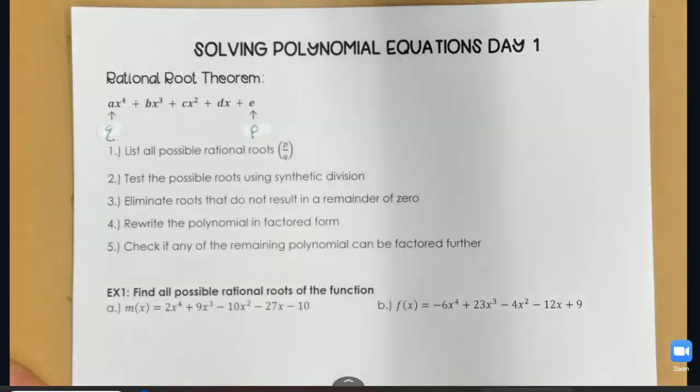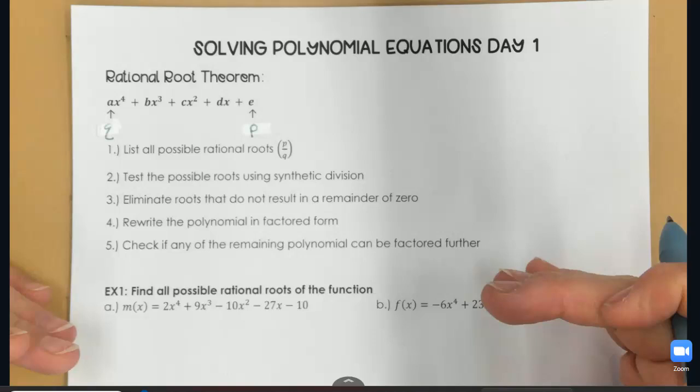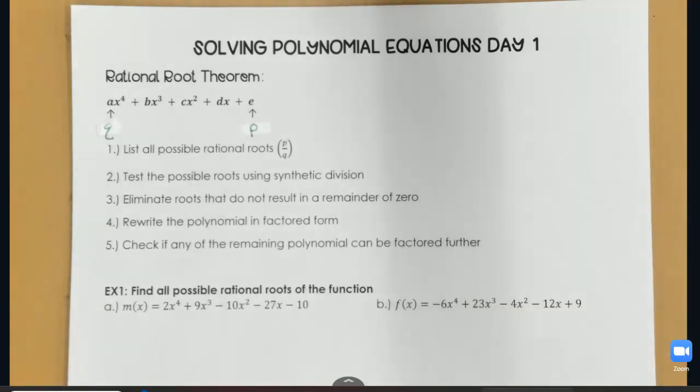Once we find one that works, we are going to look at our quotient and repeat the process again until all we have left is a quadratic. So once we have a degree of 2, we are going to switch to one of our methods for solving a quadratic, being factoring if it's possible, quadratic formula, or completing the square. So that sounds like a lot, but again, we've got our checklist here. Let's start just by figuring out how to use the rational root theorem and go from there.